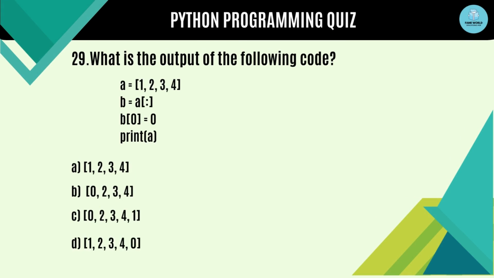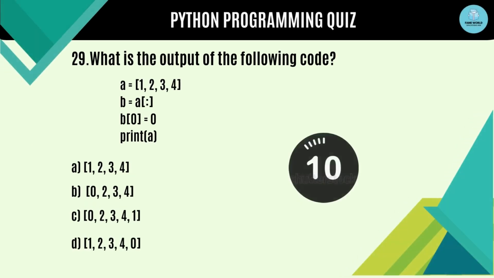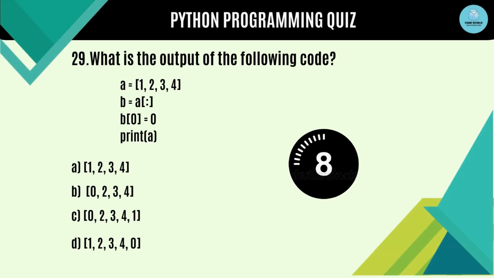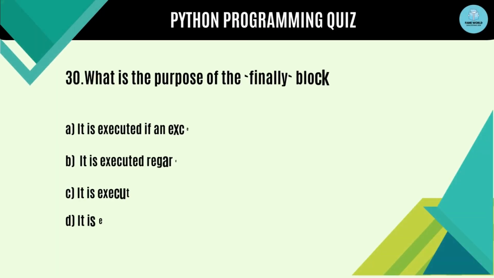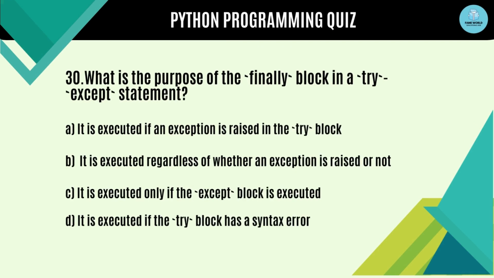What is the output of the following code? What is the purpose of the finally block in a try except statement?